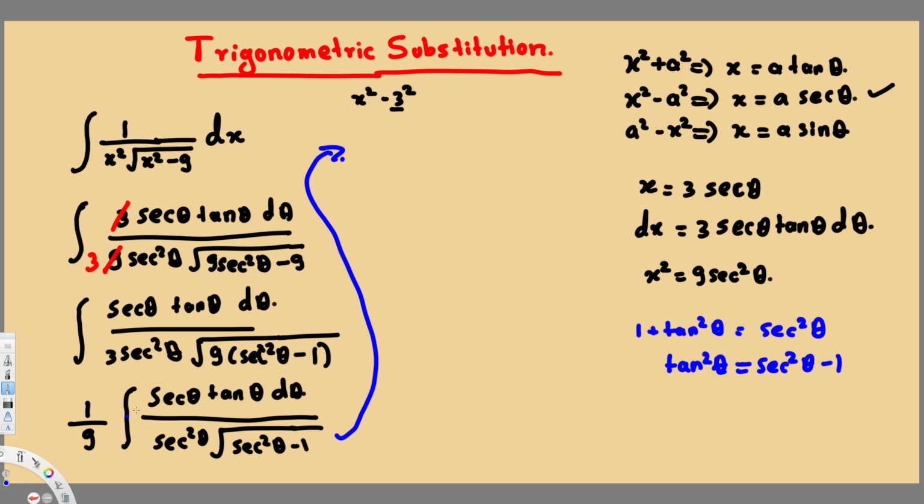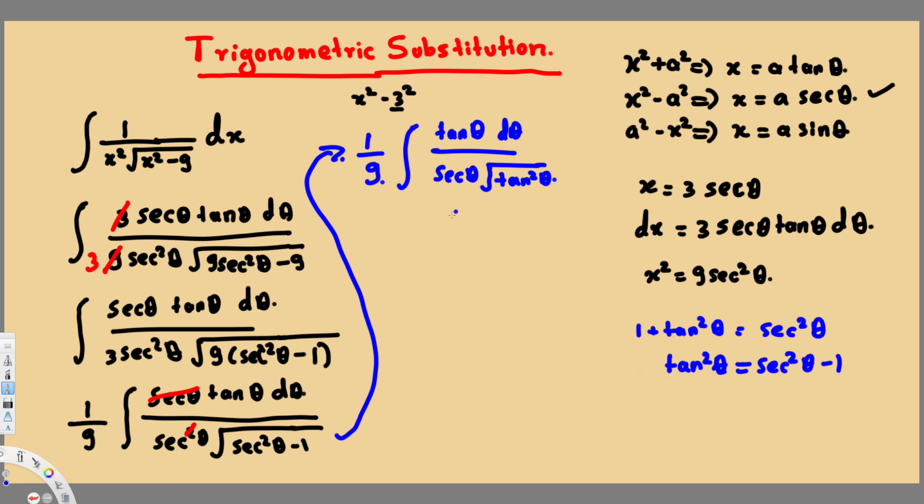So let's continue this one right here. So we have 1 over 9. Also, if you notice, we can cancel one of this sec square and this one. So we are going to have this one tan theta d theta. So integral tan theta d theta over sec theta, and in the square root we are going to have tan square theta.